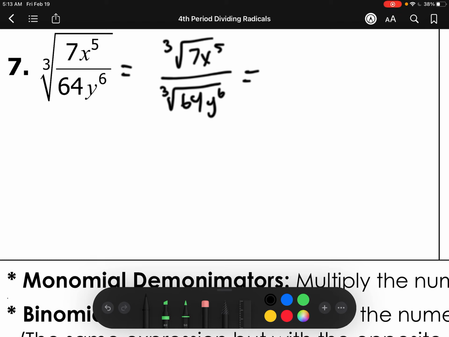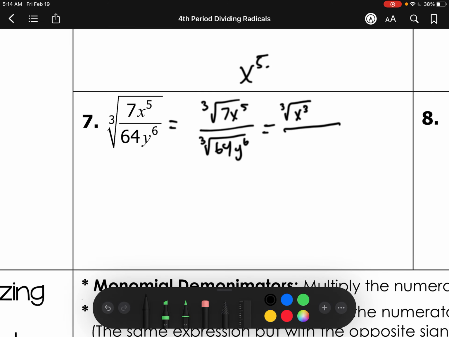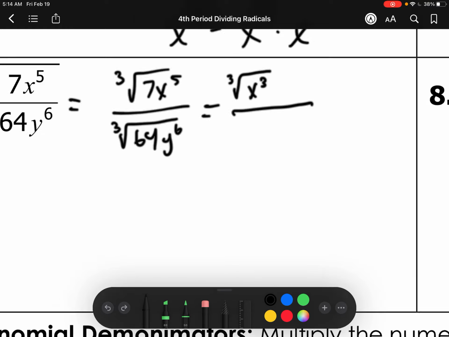Now, I can't take the cube root of 7, and I can't take the cube root of x to the 5th power. However, I can simplify the cube root of x to the 5th power, right? We're going to break it up into 2 separate exponents. So my numerator, I'm going to separate this. I'm going to first write what I can take the cube root of, which is x to the 3rd power, right? If we're looking at x to the 5th power, I'm breaking it up just like we did earlier. And 2 numbers that add up to 5, and one of them has to be a multiple of 3, right? So 3 and 2. This I can take the cube root of, this I cannot. And this is the same as this, right? So that's why I'm breaking it up this way.